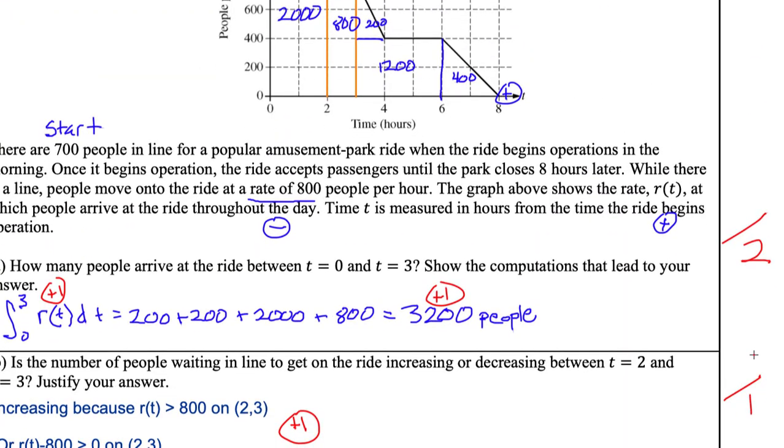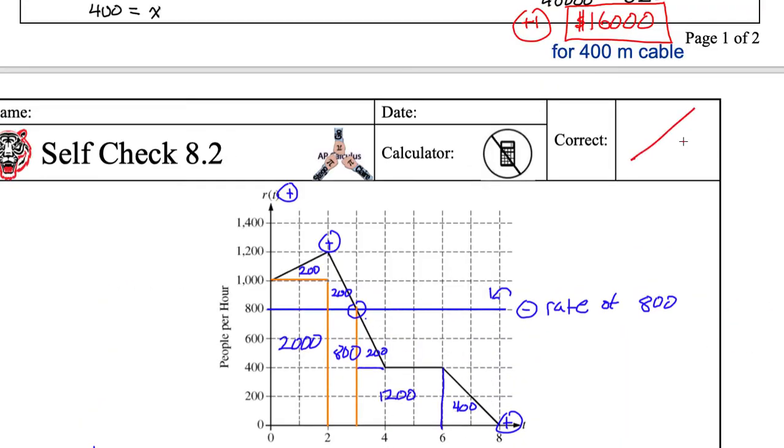So 3, 4, 5, 6, 7, 8, 9. Yes, this is out of 9 points. Please have the correct number out of 9 at the top of your paper. And that concludes self-check 8.2.